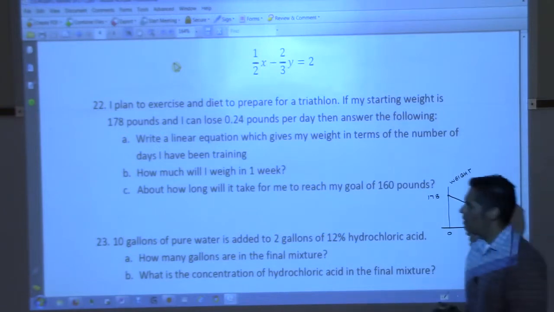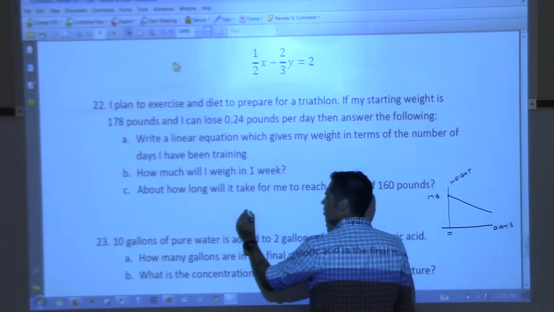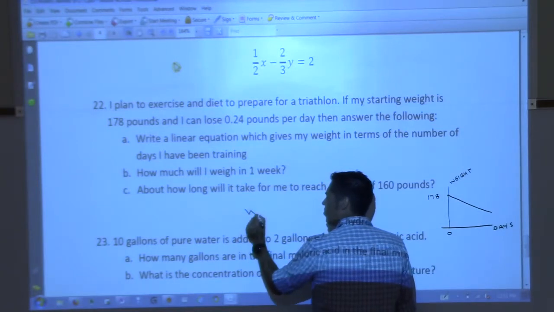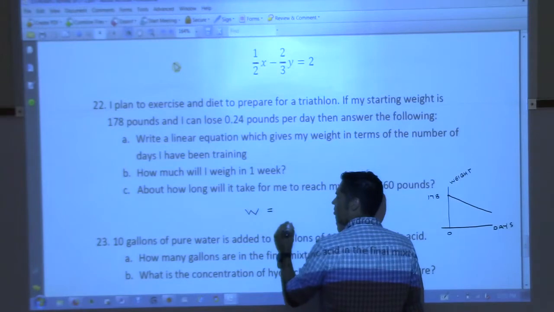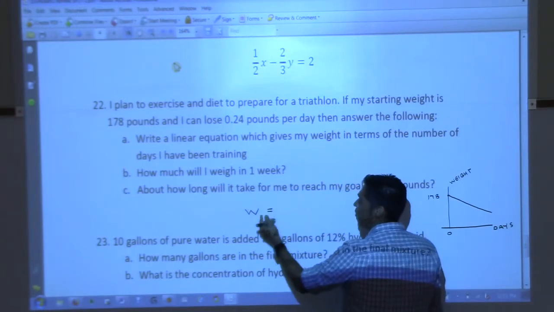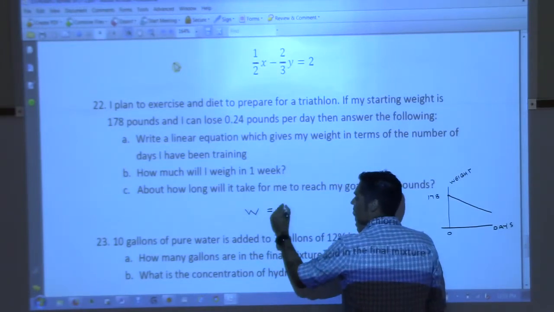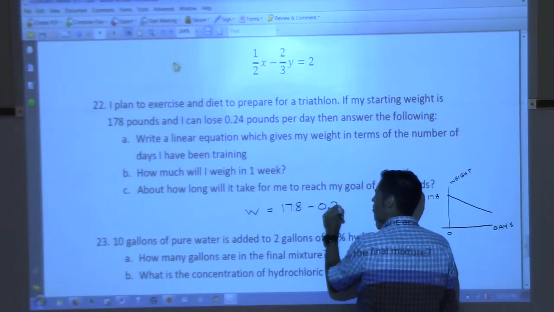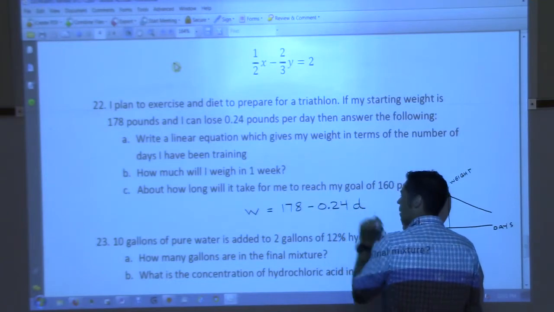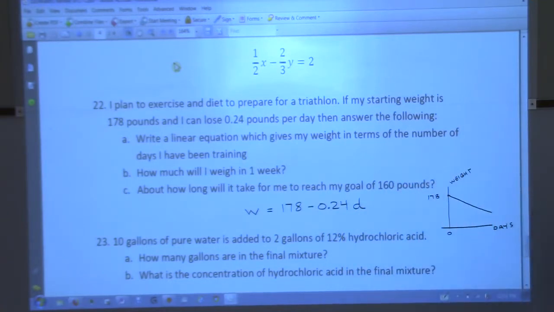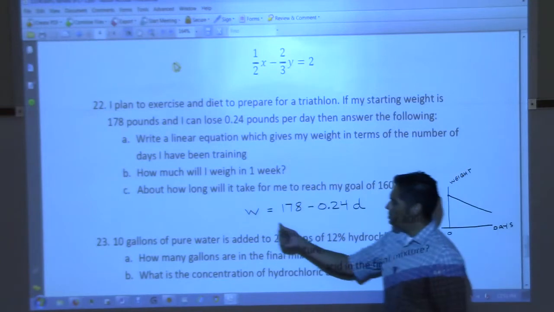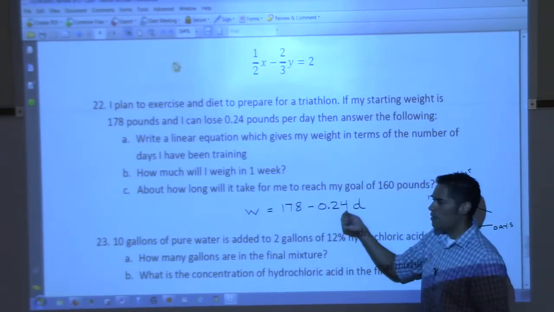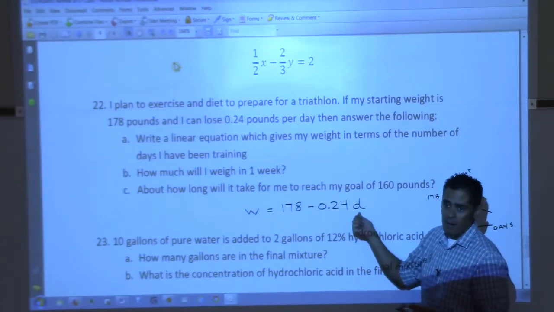So how could I write this as an equation? Let me use some letters that make sense right now. The weight, right? I'm talking about myself here. So my weight, W, is going to be 178 pounds minus 0.24 times D. Let's see if that makes sense. My weight should be 178 pounds, which is my starting weight, take away 0.24 pounds for each day that I work out.